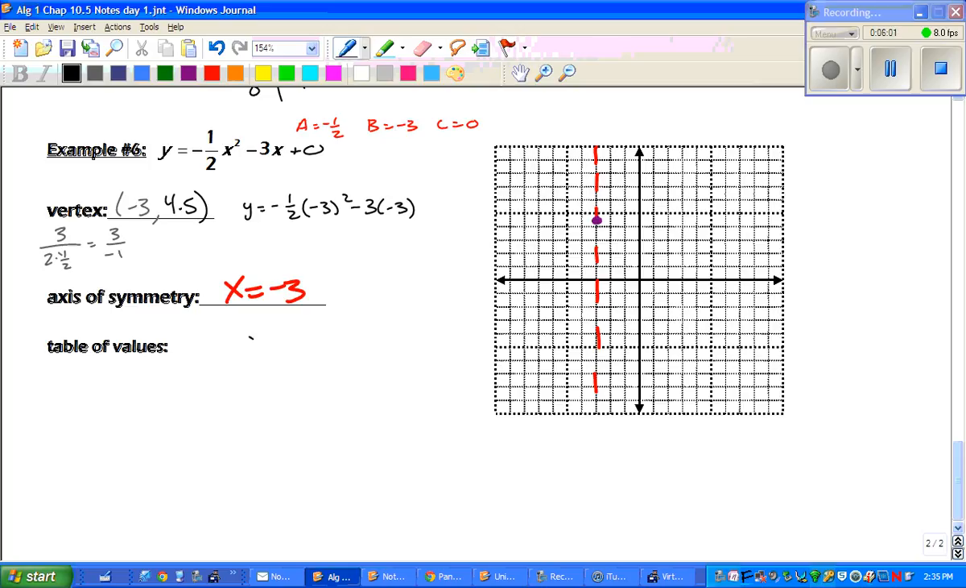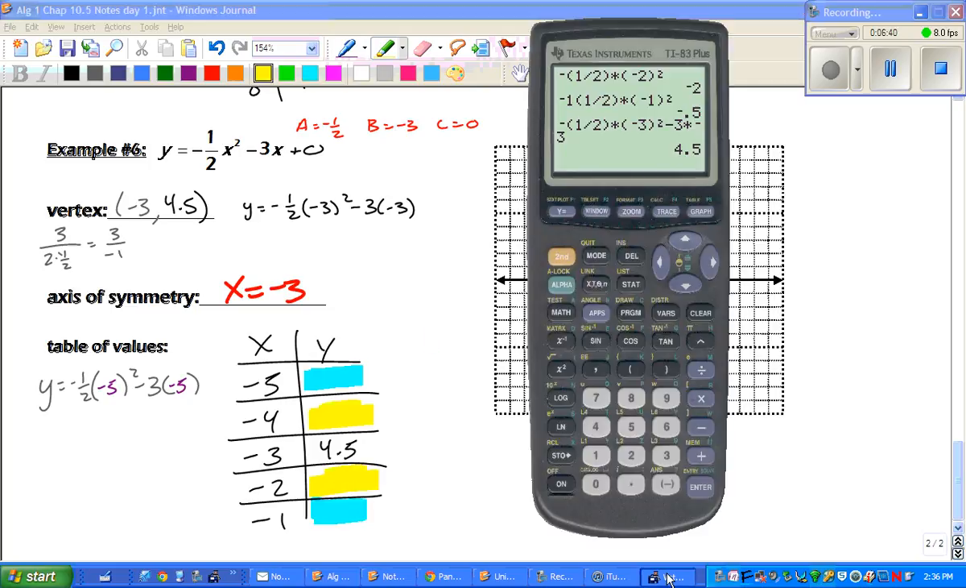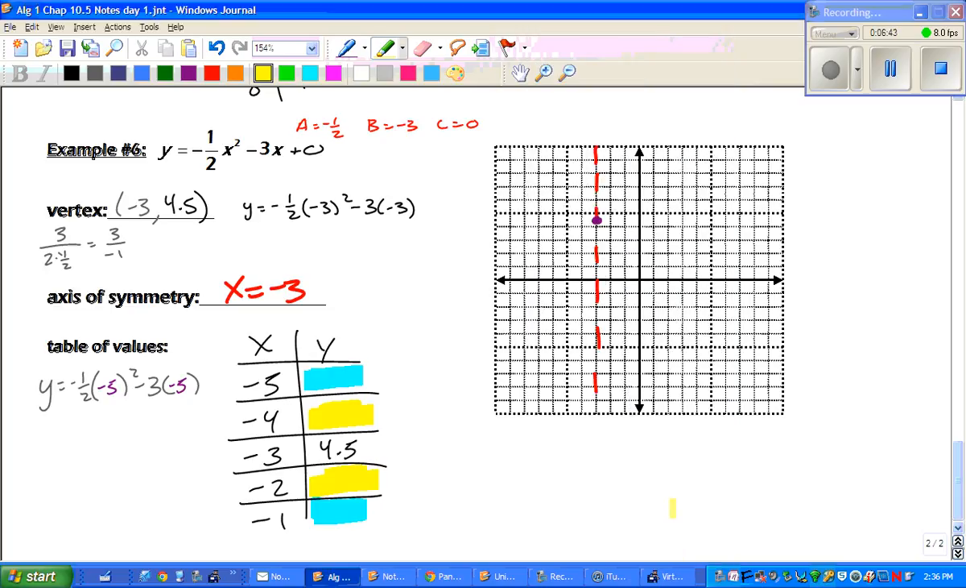Then we're going to do the table of values. So we've got the x and the y. We know that negative 3 goes here. I'm going to go 2 less and 2 greater. We know that that's 4.5. Off to the side, y equals negative 1/2 x squared minus 3x. You only have to show work for one problem. Remember, those are going to be the same, and these are going to be the same. So why don't you pause the video and see if you can finish the problem all on your own.